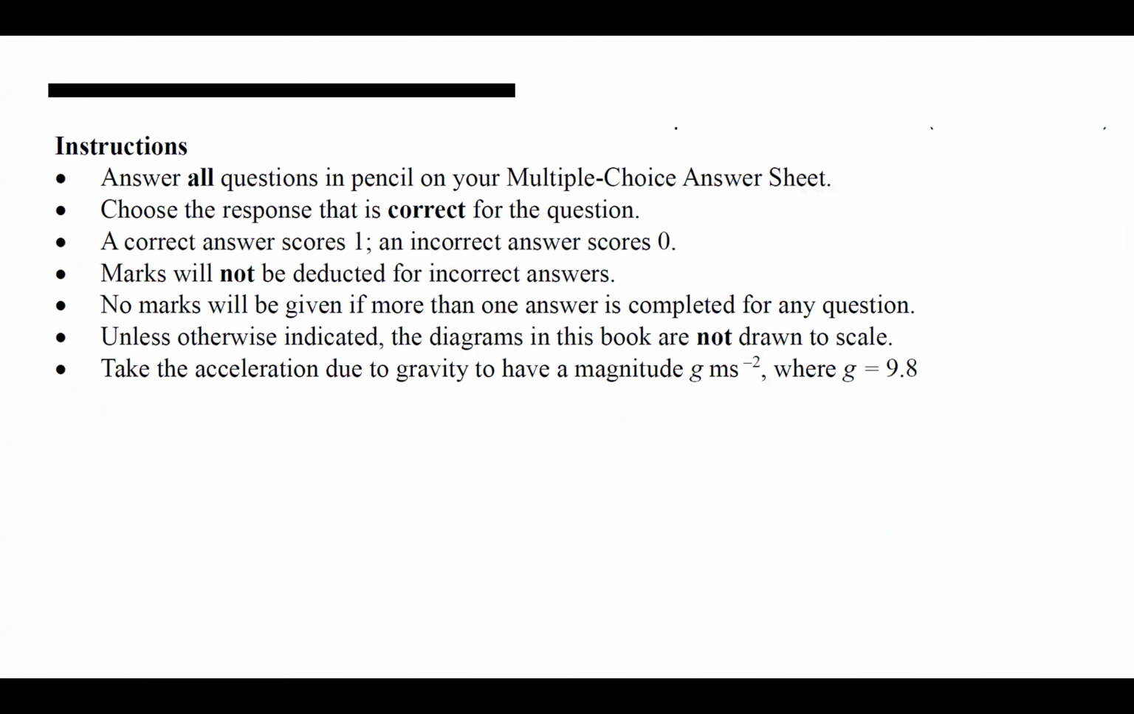This is the instruction of Section A. You need to answer all questions in pencil on a multiple-choice answer sheet. You can download a PDF file of the multiple-choice answer sheet and practice how you shade the answers. A correct answer scores 1 and an incorrect answer scores 0. Marks will not be deducted for incorrect answers unless otherwise indicated. The diagrams in this book are not drawn to scale, and you need to take the acceleration due to gravity to have a magnitude g metres per second squared, where g is 9.8, not 10.